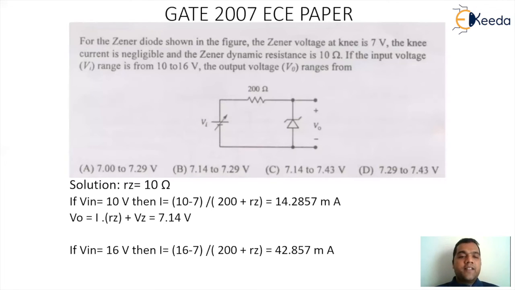So if the input is 16 volt, then the value of I will become 16 minus 7 divided by 200 plus 10. So the value comes as 42.857 milliampere. Again, you can get the value of VO as I into RZ plus VZ. This will come as 7.4289 volt. So if you observe the options carefully, you can see 7.14 volt as one value and 7.43 volt as the other value. So the correct answer is option C, which is 7.14 volt and 7.43 volt.